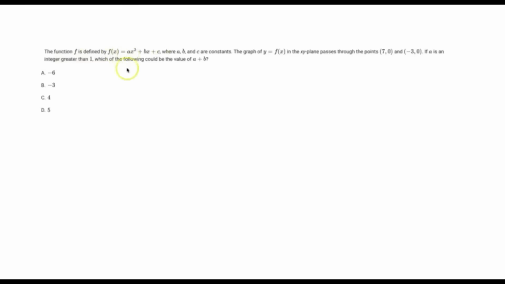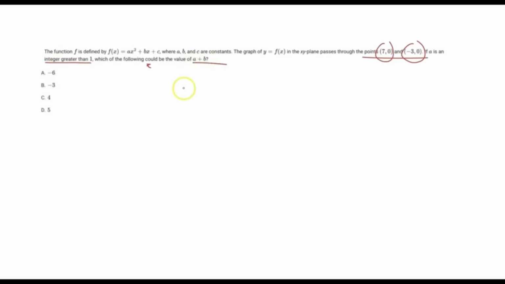Function f is defined by the standard form of quadratic. A, b, c are constants. When it's graphed, it passes through these points. So these 2, 7,0 and -3,0, these are the x-intercepts. It says if a is an integer greater than 1, which of the following could be? So could means that there are multiple possible values, but just based on our selections here with our choices, which one could be a value of a plus b?